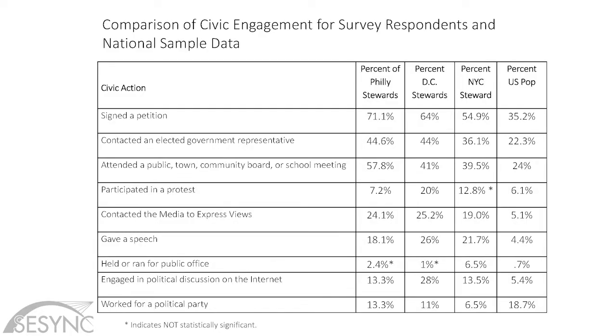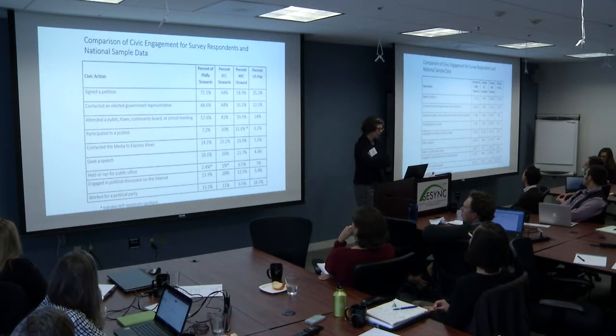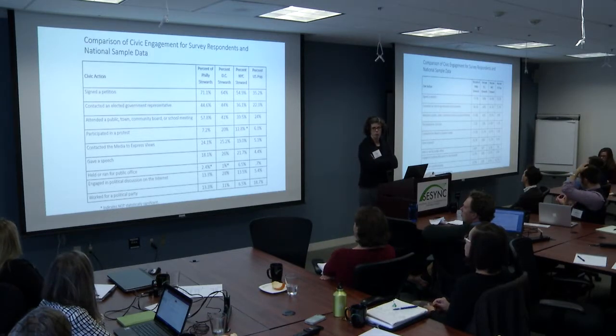So here is a comparison of civic engagement for survey respondents, compared to a national sample of data. These are standard measures of civic engagement that political scientists and sociologists use to see who's participating and the kinds of participation they're having. You'll see that the asterisks mark the only variables that are not statistically significant in comparison to the national sample. I can share later where the national measures are, if you're interested.